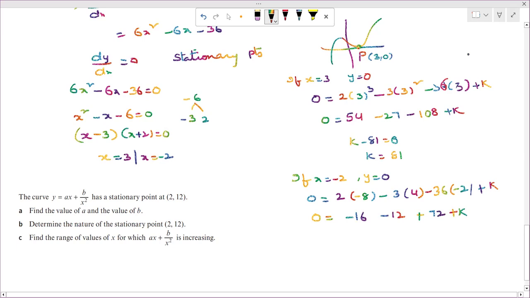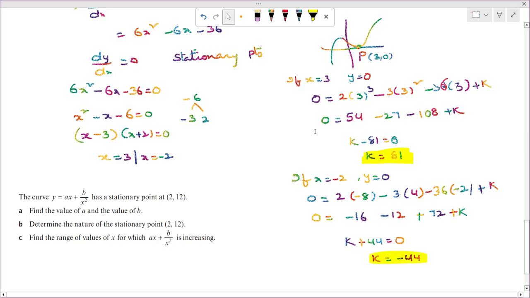Now simplify this. Minus 16 minus 12 plus 72 gives 44. So k plus 44 is equal to 0, so k will be minus 44. So there are two possibilities here: k is equal to 81 and k is equal to minus 44.